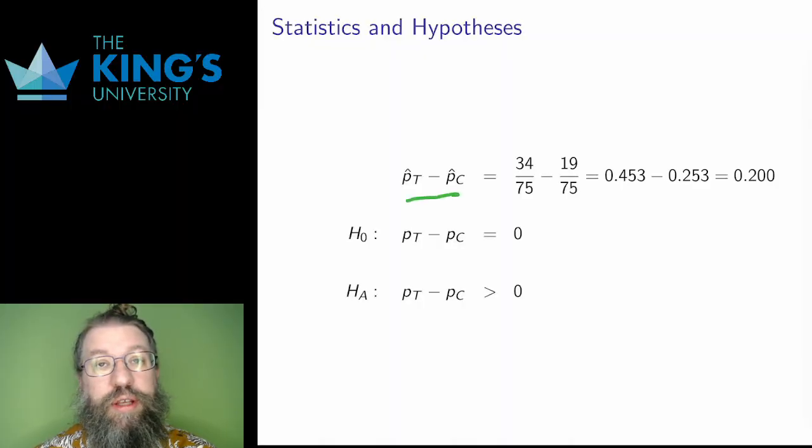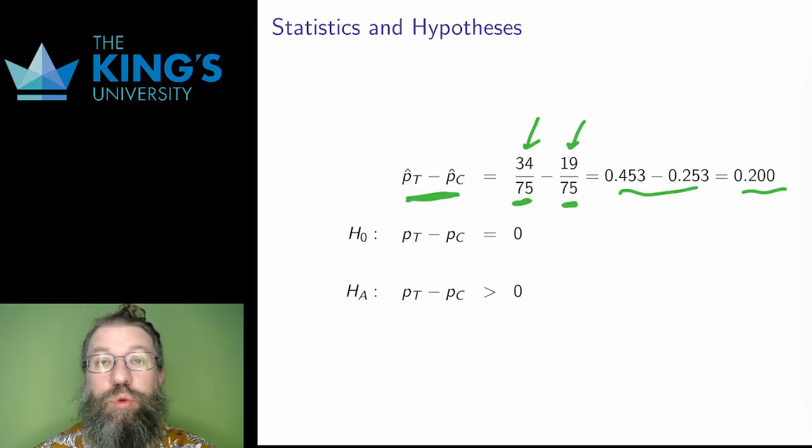The sample statistic is the difference in the proportions, treatment minus control. Recall that the hat here indicates something from the sample, not something from the whole population. The numbers from the table are here, and 34 of the treatment group chose not to buy, while 19 of the control group chose not to buy. I'm measuring percentages here of who chose not to buy the DVD. The difference between those two percentages is 0.2.